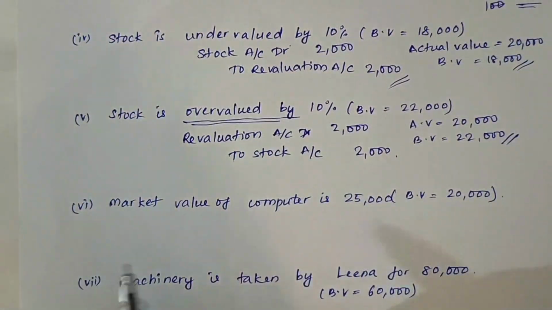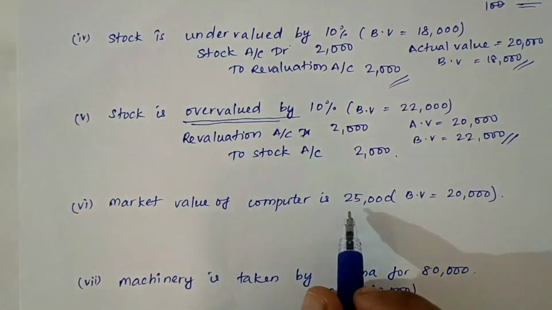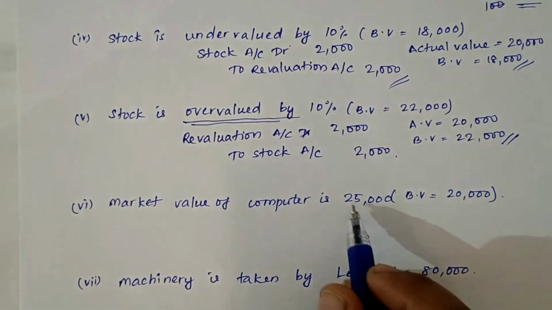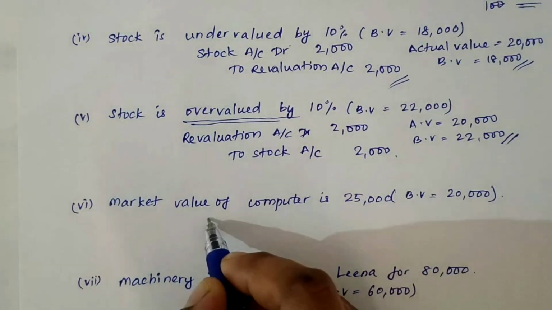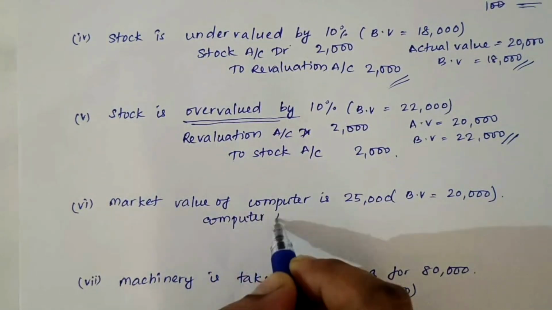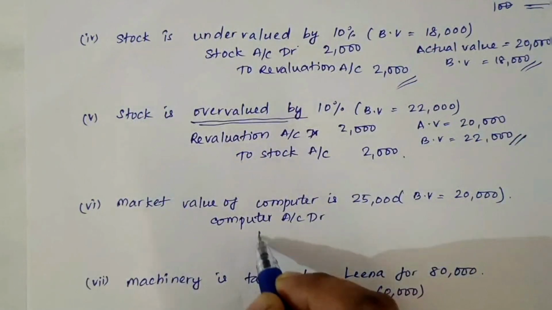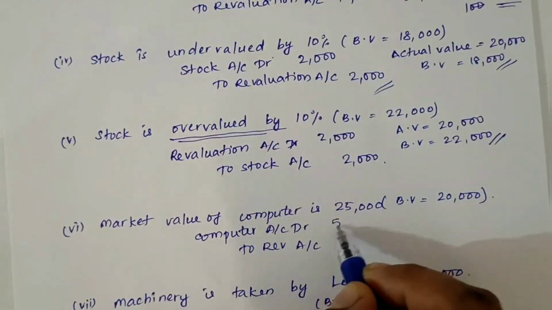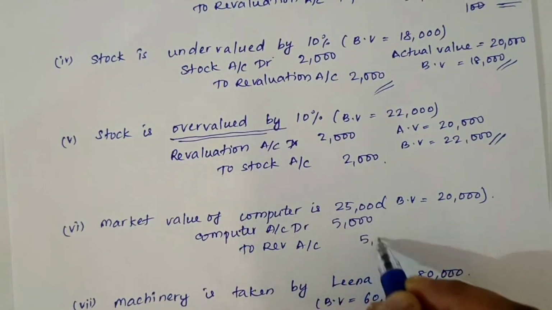Next one is a direct question. Market value of computer is 25,000 and the book value is 20,000. So there is an increase of 5,000. An increase in the value of asset should be debited. Computer account debit to revaluation account, and the difference is 5,000. Increase of 5,000.